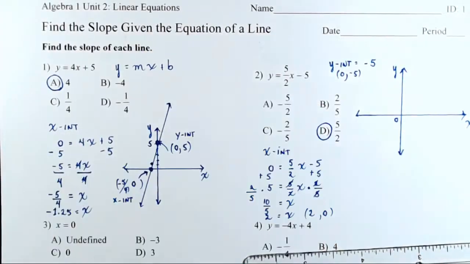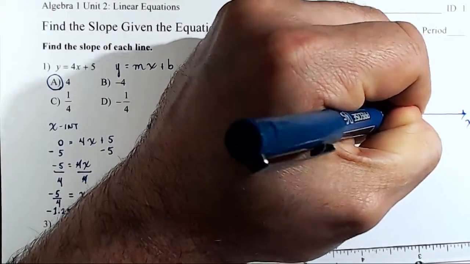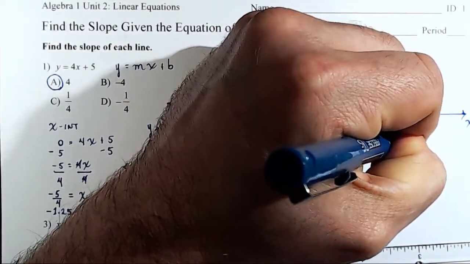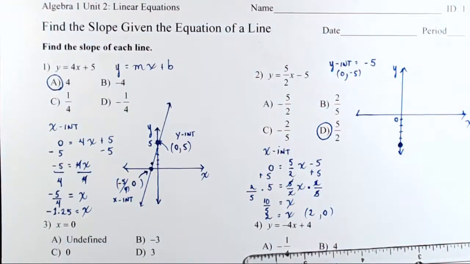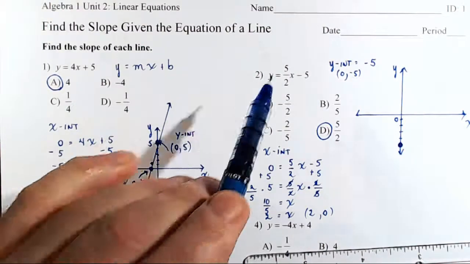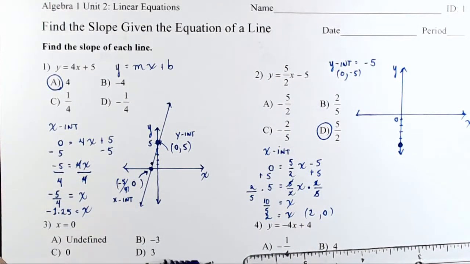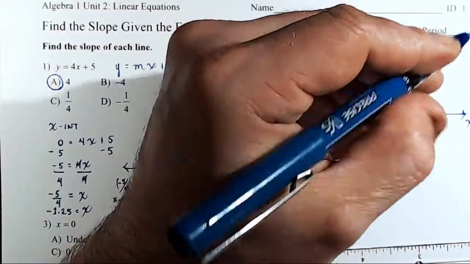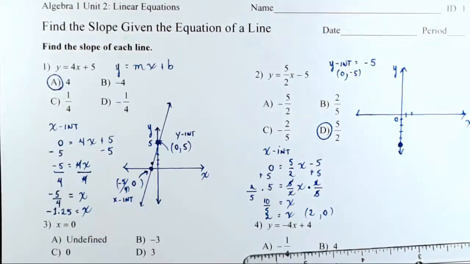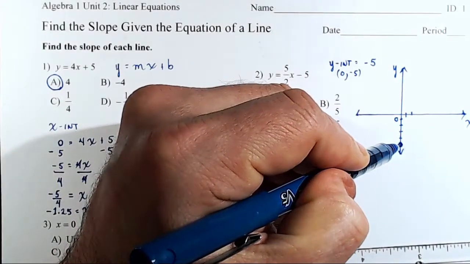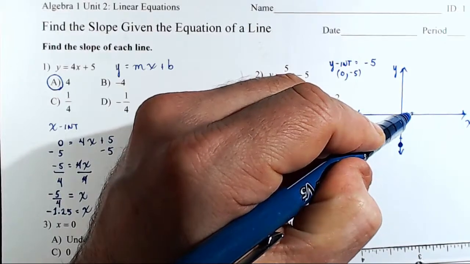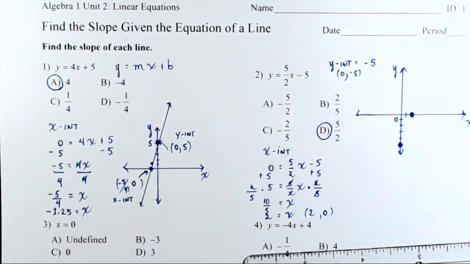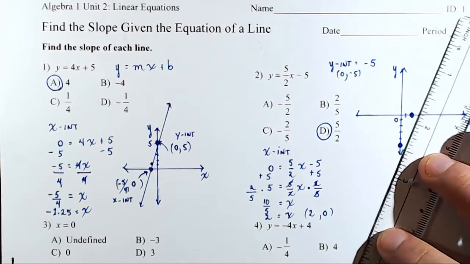So we need to plot in -5 here. So this point right down here in the negative territory, 5 down on the y-axis, that's the y-intercept. The slope is 5 over 2, which means rise 5, run 2. So that would mean we would go up from here, 1, 2, 3, 4, 5, over 1, 2. Right here. And we draw in our line.